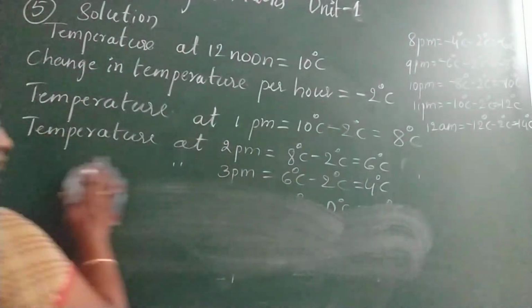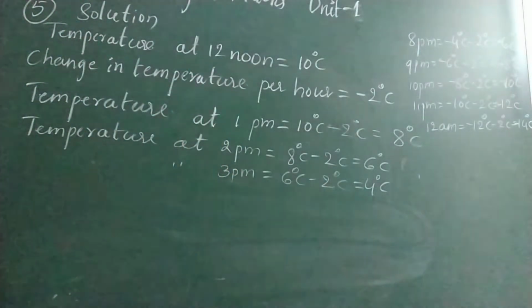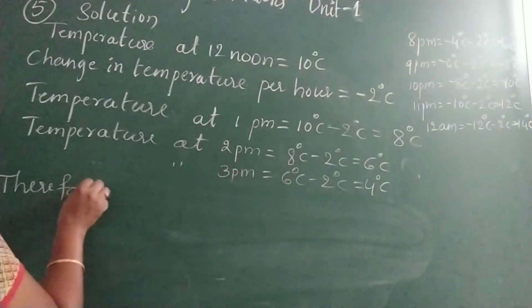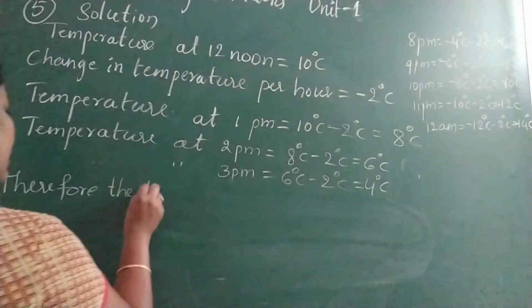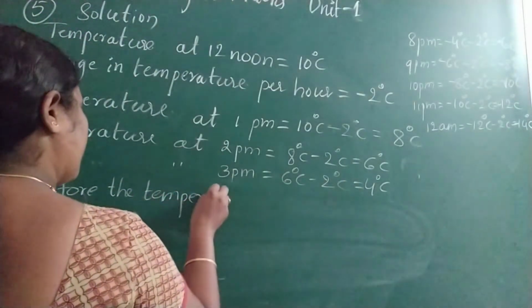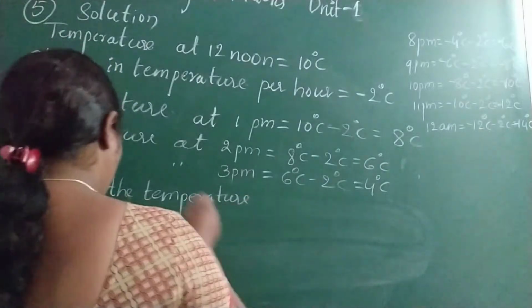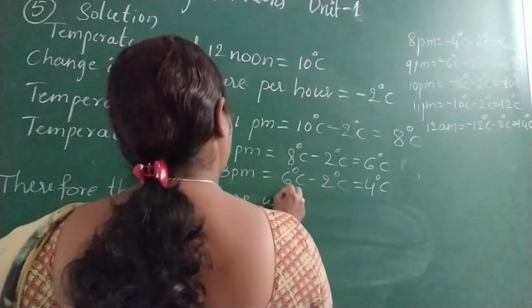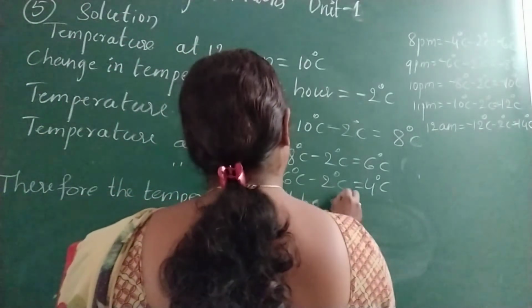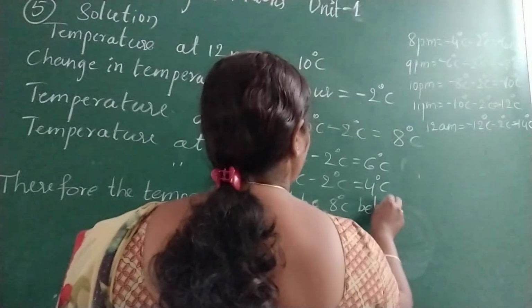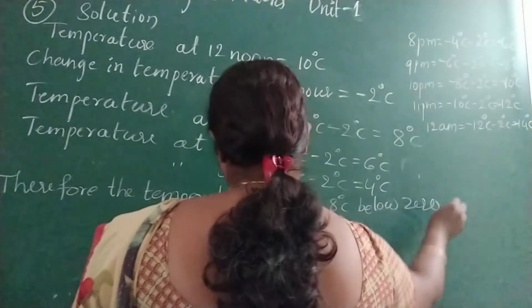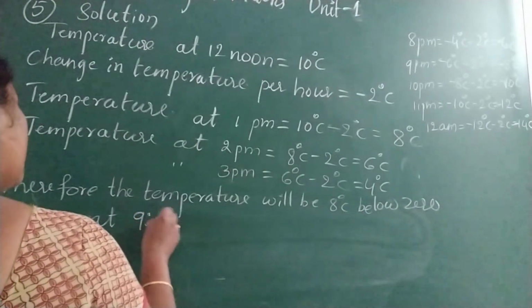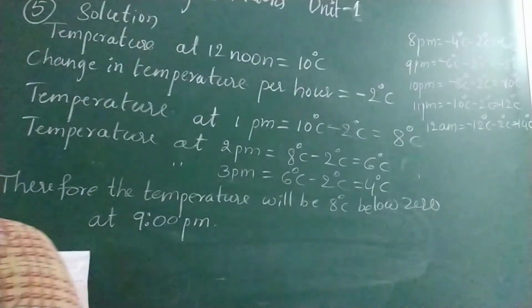Then lastly, I will write here. Thus, therefore, the temperature will be 8 degrees Celsius below 0 at 9 p.m. This is one answer.